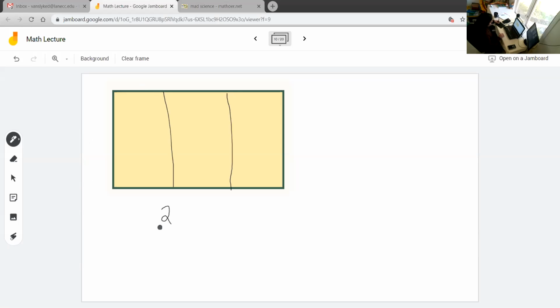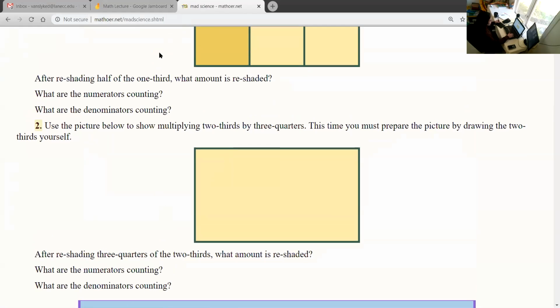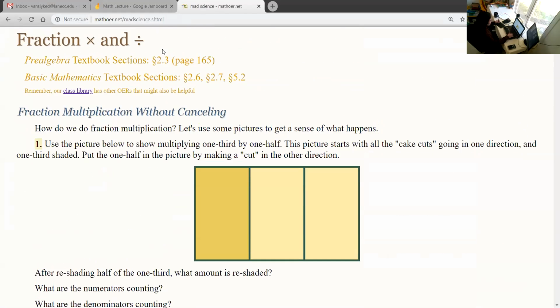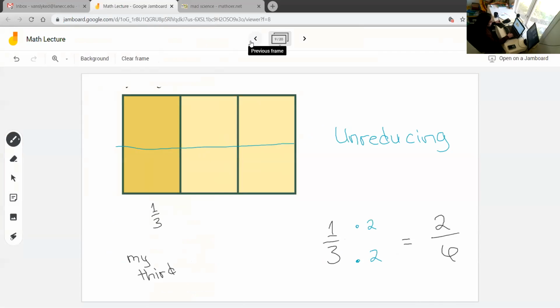Okay, forgive my artwork. These are not shaded well. So here are cake pieces. 2 of the 3 pieces are mine. No, I should be multiplying. I'm sorry. My brain is just off.